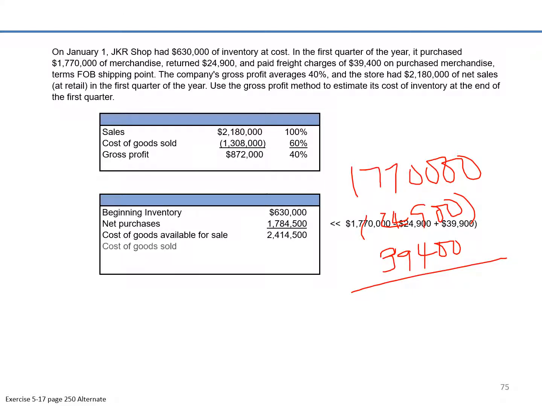2,414,500. Less cost of goods sold equals ending inventory. So cost of goods sold of 1,308,000. So our estimated March 31st inventory is 1,106,500. All right, so hopefully you've done well on that.